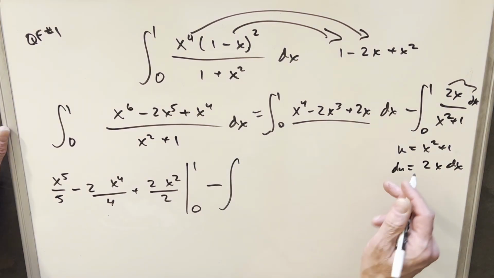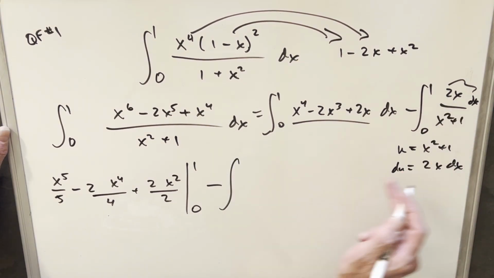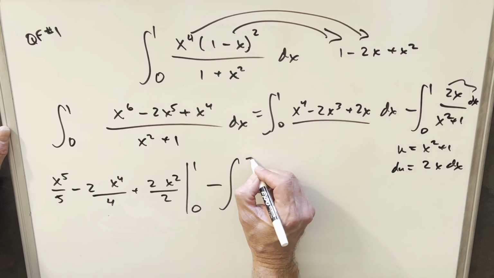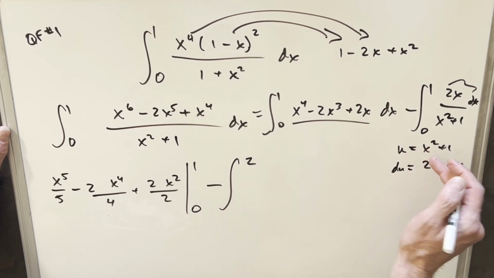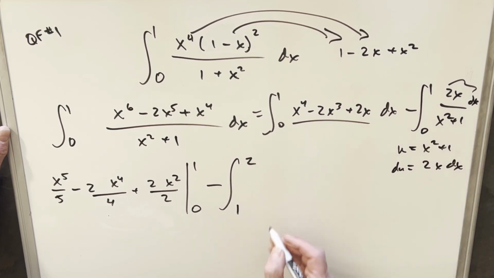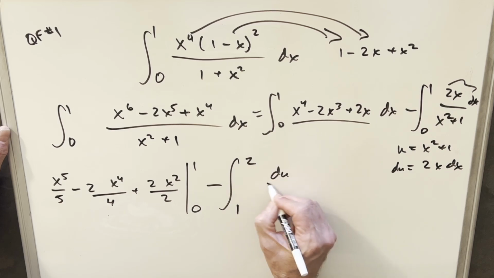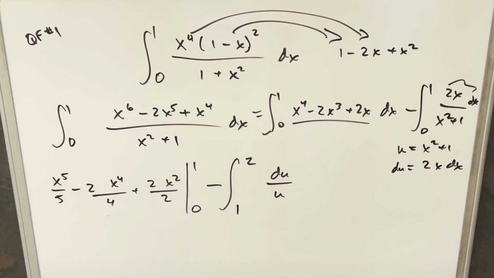So then doing this, we'll plug a 1 in here first. 1 squared plus 1 is 2. 0 in here, 0 squared plus 1 is 1. And here we're just going to have du over u. Now evaluating this, okay, 0. When we evaluate 0, it's all going to be 0. So we just need to plug 1 in here.